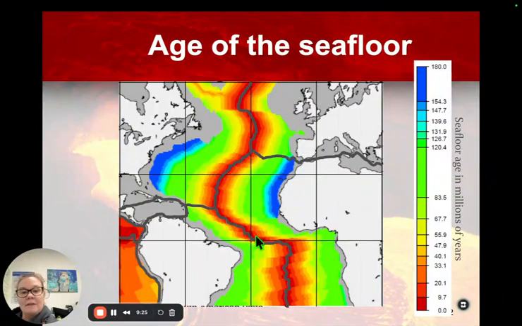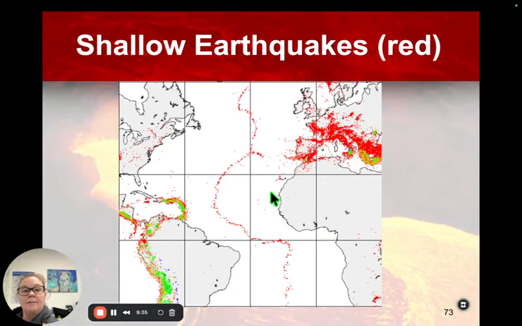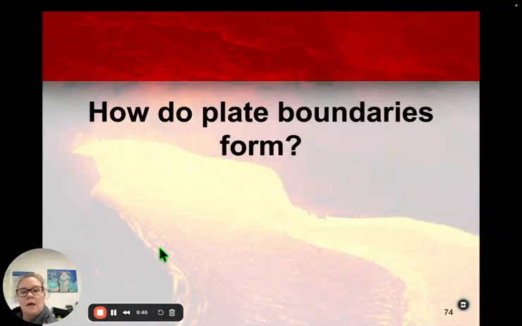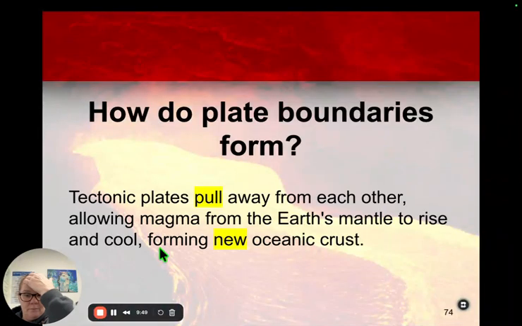Okay, and again, this is another picture of the age of the seafloor. This time it has the actual plate boundaries. You can see that it's younger in the middle and gets older as it gets to the outside. Shallow earthquakes happen along these boundaries. You can see in Europe it's actually quite active.